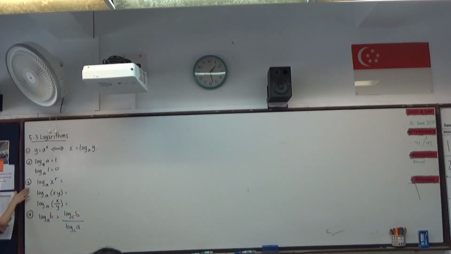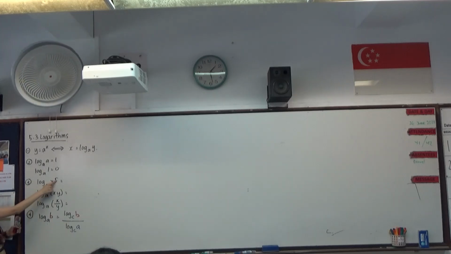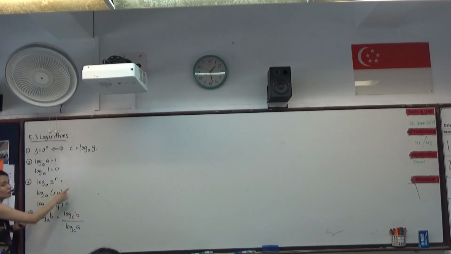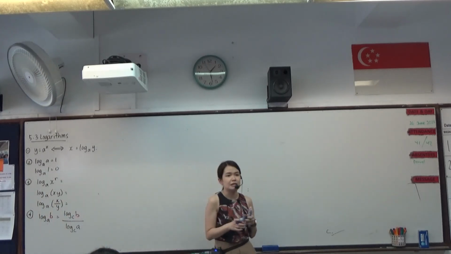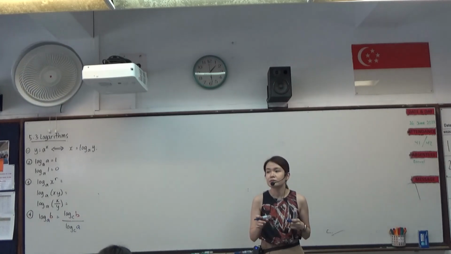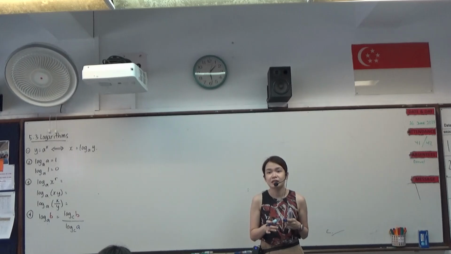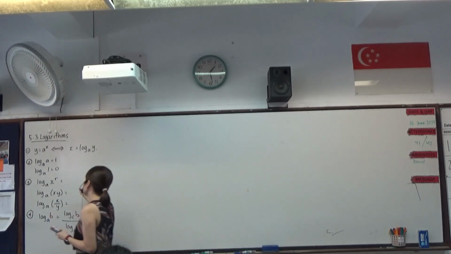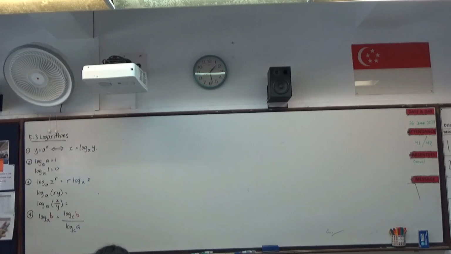Okay. Then we have covered 3 very important laws. Okay, we have our power law, log x to the power of r, the base of a. Okay, what will happen? What is equivalent to this log x to the power of r base of a? What can we do? Farid, what do you think? Bring the r to the front. Bring the r down, right? So that was what we did yesterday, right?